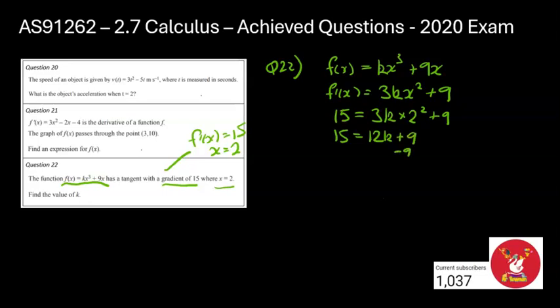I'm going to take away 9 from both sides, so 12k is equal to 6. And then finally, I'm going to divide both sides by 12. So k is equal to 1/2 or 0.5, whichever you prefer. I'm normally a big fan of fractions, but I get some people like decimals as well. So that wraps up the last question.